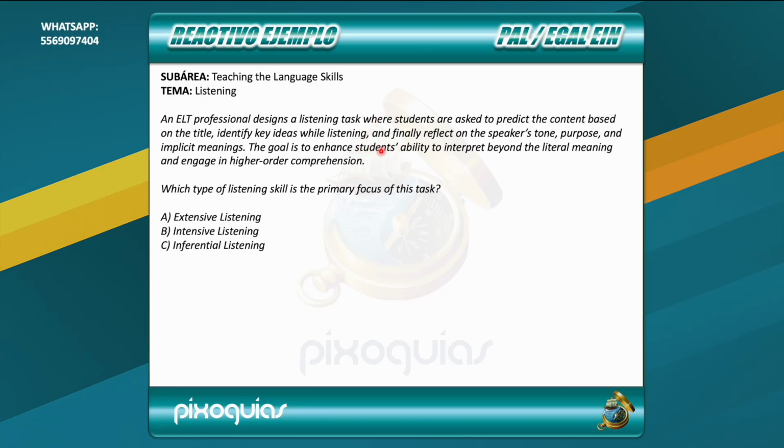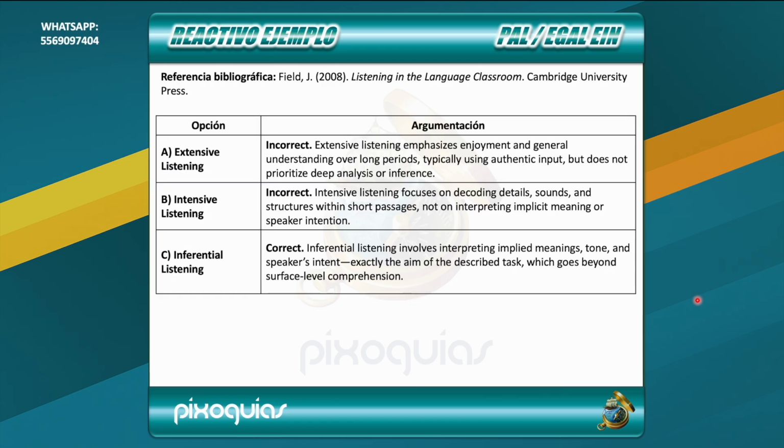The goal is to enhance students' ability to interpret beyond the literal meaning and engage in higher order comprehension. Which type of listening skill is the primary focus of this task? A. Extensive listening, B. Intensive listening, or C. Inferential listening? The correct answer is C.